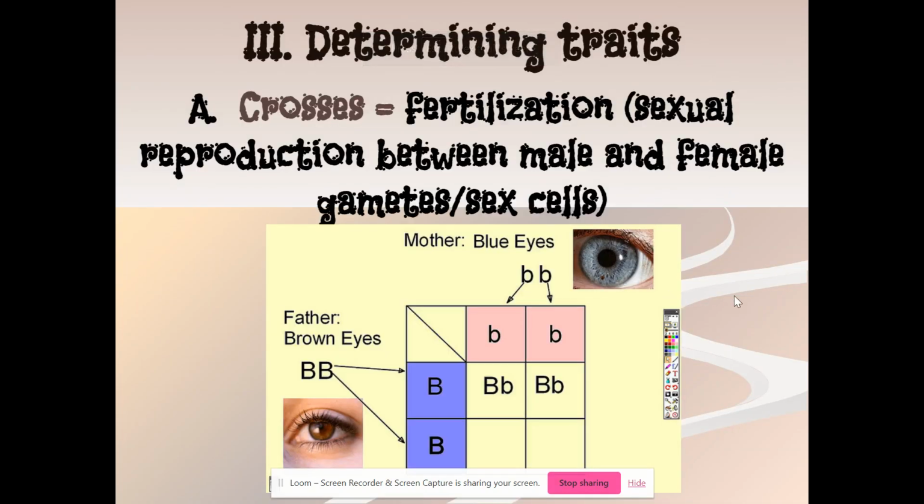Okay, so the next part of our notes is we're going to look at how Gregor Mendel determined these traits. Well, he determined these 7 distinct traits of these pea plants by performing what are called crosses, genetic crosses. A cross is a fertilization event. So it's mom plus dad equals kids. And we use Punnett squares so that we can look at all of the possibilities in those kids.